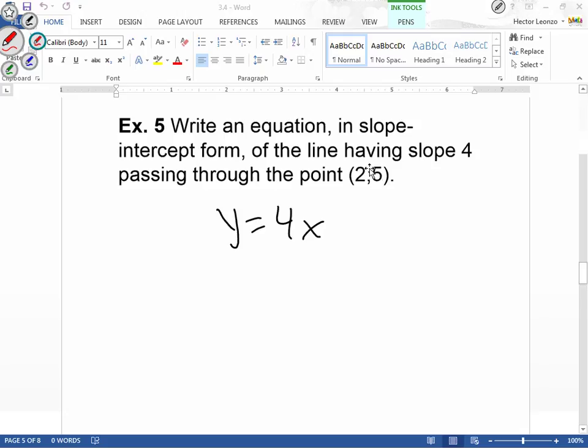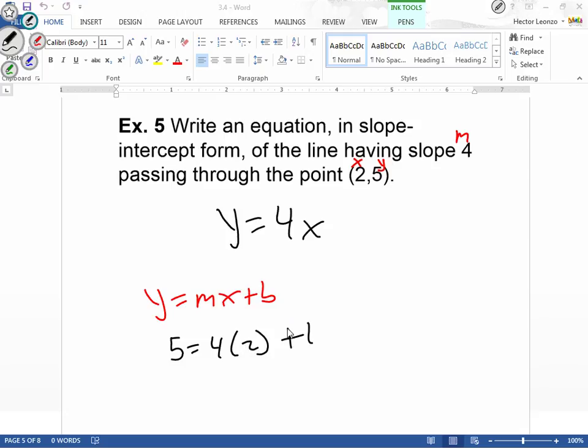I'm going to use this point, and I'm going to use the formula I've been using, y equals mx plus b. I'm going to use 4 for m, because that's my slope, and 2 for the x and 5 for the y. I don't have my b because I don't have my y-intercept. So when I rewrite this equation, instead of y, I'm going to write 5. Instead of m, I'm going to write 4. Instead of x, I'm going to write 2, plus b. Once again, I'm solving for b.